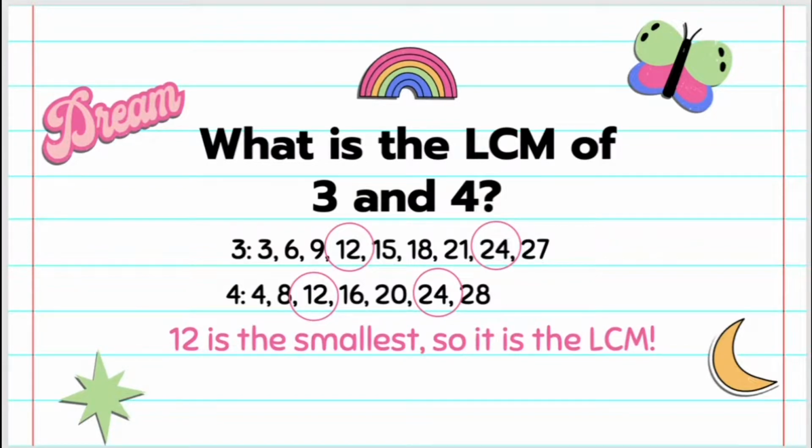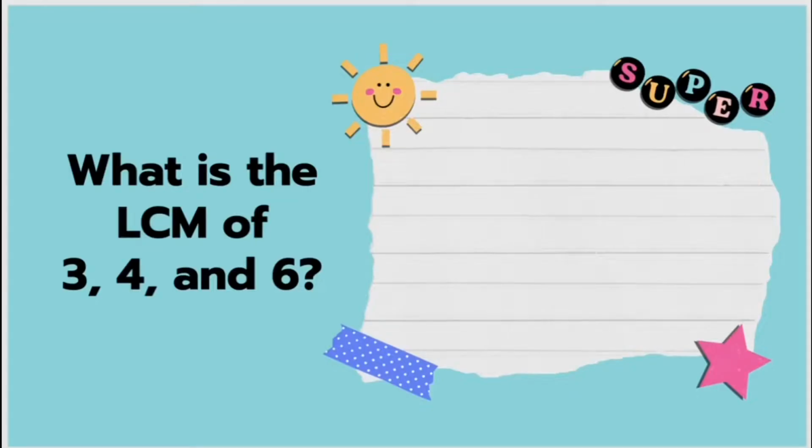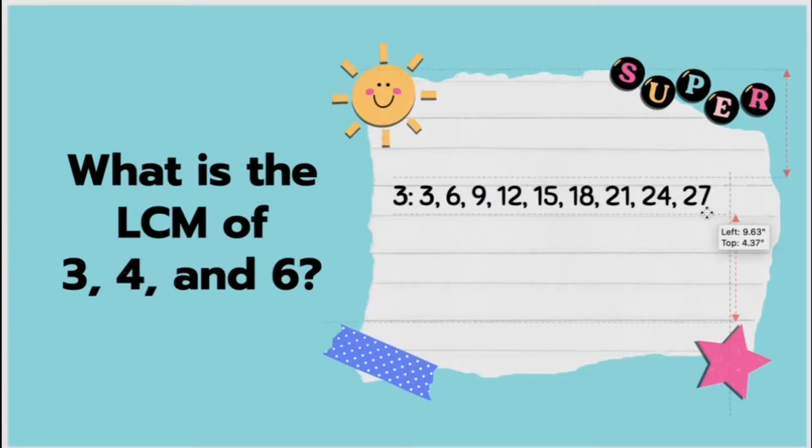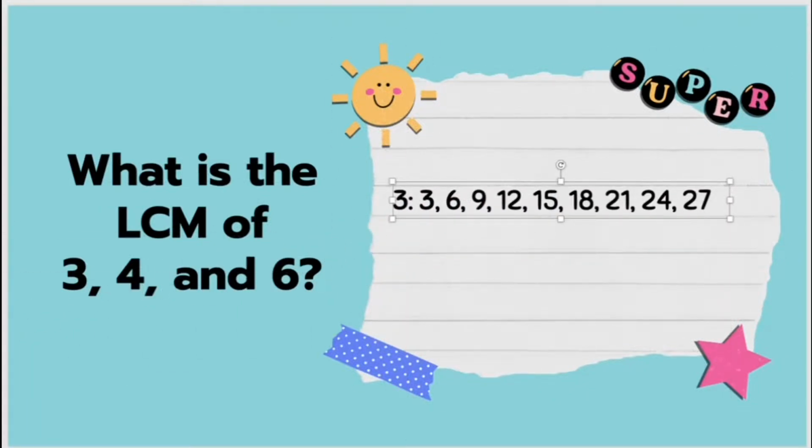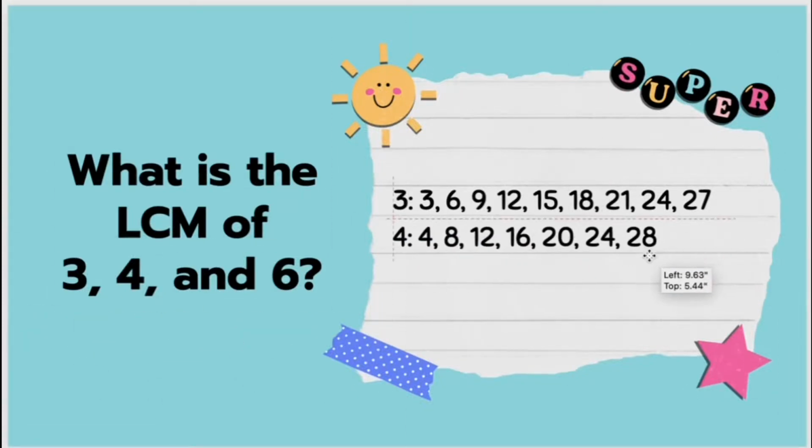What happens if you have 3 numbers? Let's check it out. You can also find the LCM of more than 2 numbers. Let's find the LCM of 3, 4, and 6. First, let's skip count our 3's. 3, 6, 9, 12, 15, 18, 21, 24, 27. Now our 4's. 4, 8, 12, 16, 20, 24, 28.